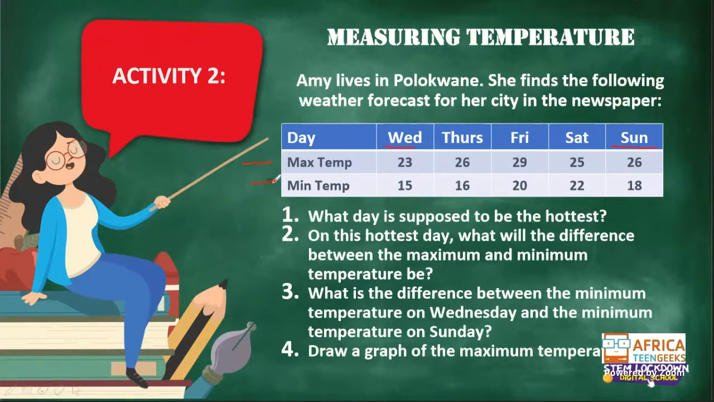Okay, so let's quickly look at what we need to do for this question. First one is going to be, what day is supposed to be the hottest? On this hottest day, what will the difference be between the maximum and minimum temperatures? Number 3 will be, what is the difference between the minimum temperature on Wednesday and the minimum temperature on Sunday? And then also draw a graph of the maximum temperatures. Okay, so let's break it down.